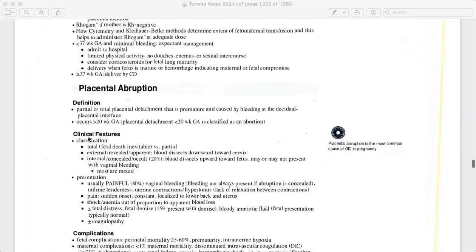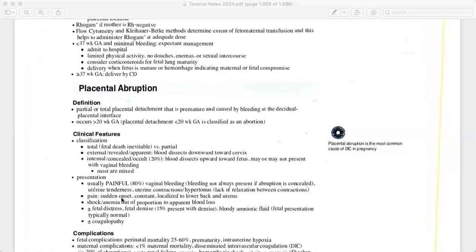Placental abruption. So the classification is total, external, and internal. Depending on these, the presentation could be different. So usually it's painful, so we go with the painful. They don't give a scenario like in MCC questions where there is controversy. So if they want you to make a diagnosis right away, like the diagnosis of placental abruption, they would usually give you the painful history. Like it says, there's 80% chance, so usually they give you the painful one.